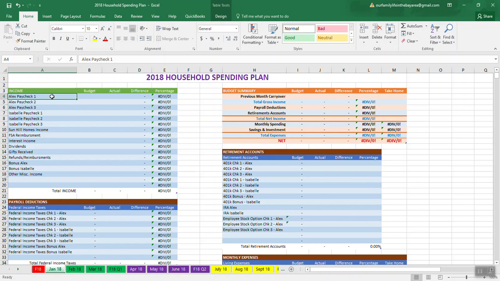So we have Alex paycheck. Just because we moved to biweekly, there's a paycheck three for the 2 months in a year where there are three pay periods. So we both now have 26 paychecks. So Alex paycheck three, Isabel paycheck one, two, three, and Sun Hill Homes income.